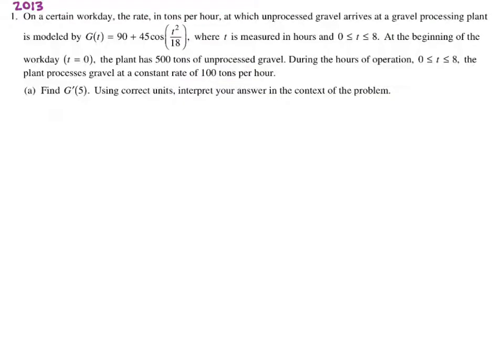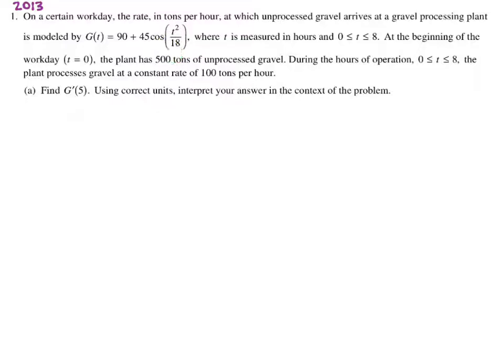It says, on a certain workday, the rate in tons per hour at which unprocessed gravel arrives at a gravel processing plant is modeled by G of t. So notice before we go any further, it says here that G of t is a rate, and it gives us our units, a rate in tons per hour. So we want to keep that in mind, that G is a rate in tons per hour.